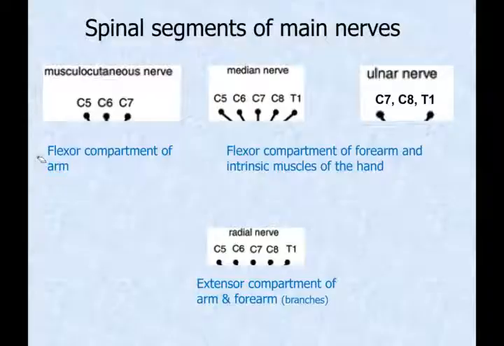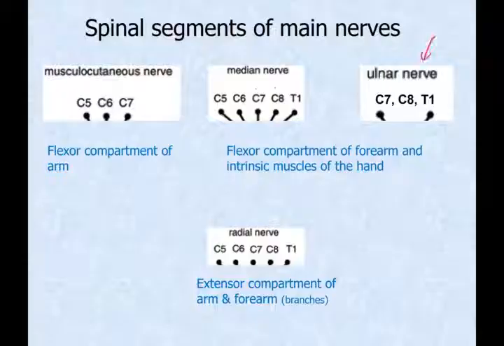Now, if you take the musculocutaneous nerve and the ulnar nerve, the musculocutaneous nerve carries the first 3 segments of the brachial plexus, C5, C6 and C7. Then the ulnar nerve carries the last 3 segments of the brachial plexus, C7, C8 and T1. So it's easy to remember. The median nerve and the radial nerve carry all the spinal segments of the brachial plexus, from C5, C6, C7, C8 to T1.